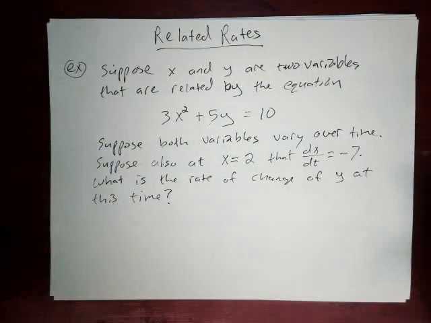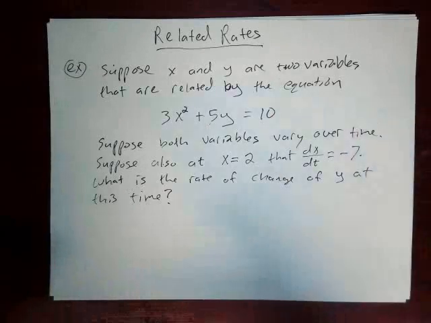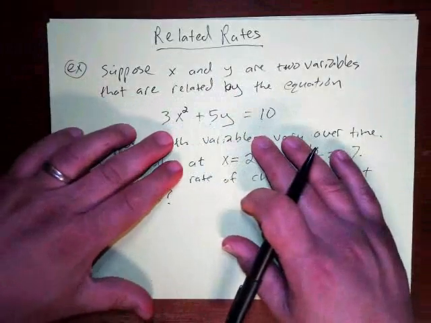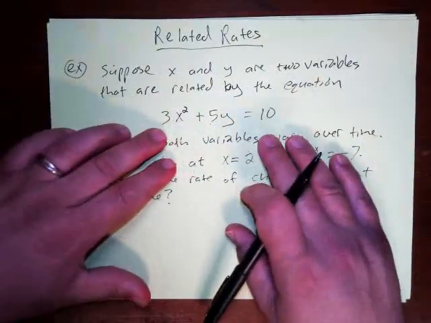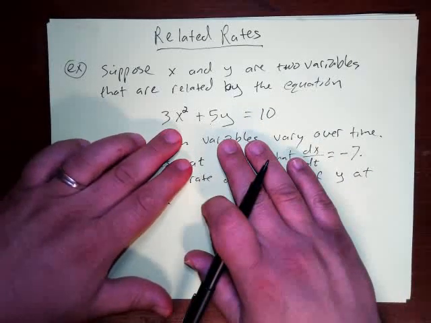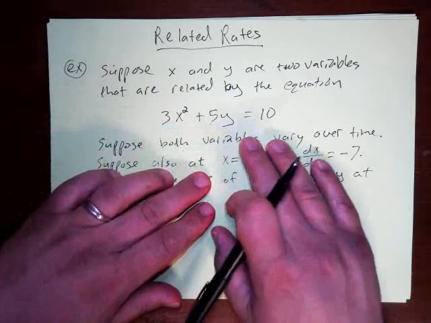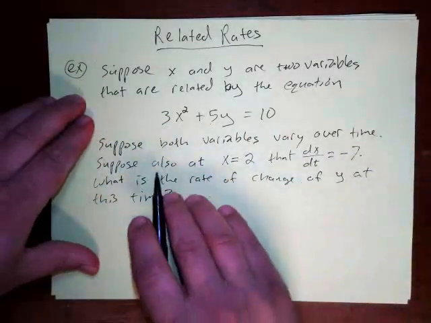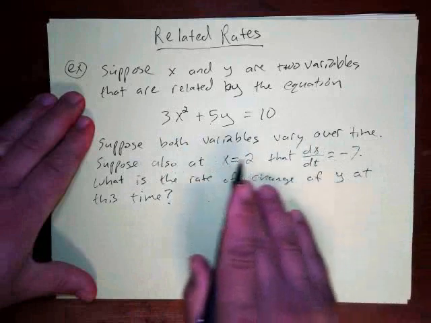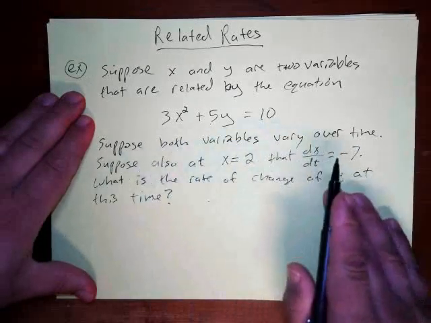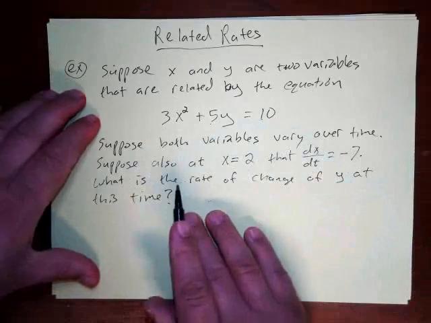Okay, so normally in these problems you're going to be given an equation that's going to relate two or more variables together. So here's an equation relating x and y together. So 3x squared plus 5y is equal to 10. And then what I'm told here is that both of these variables vary over time.